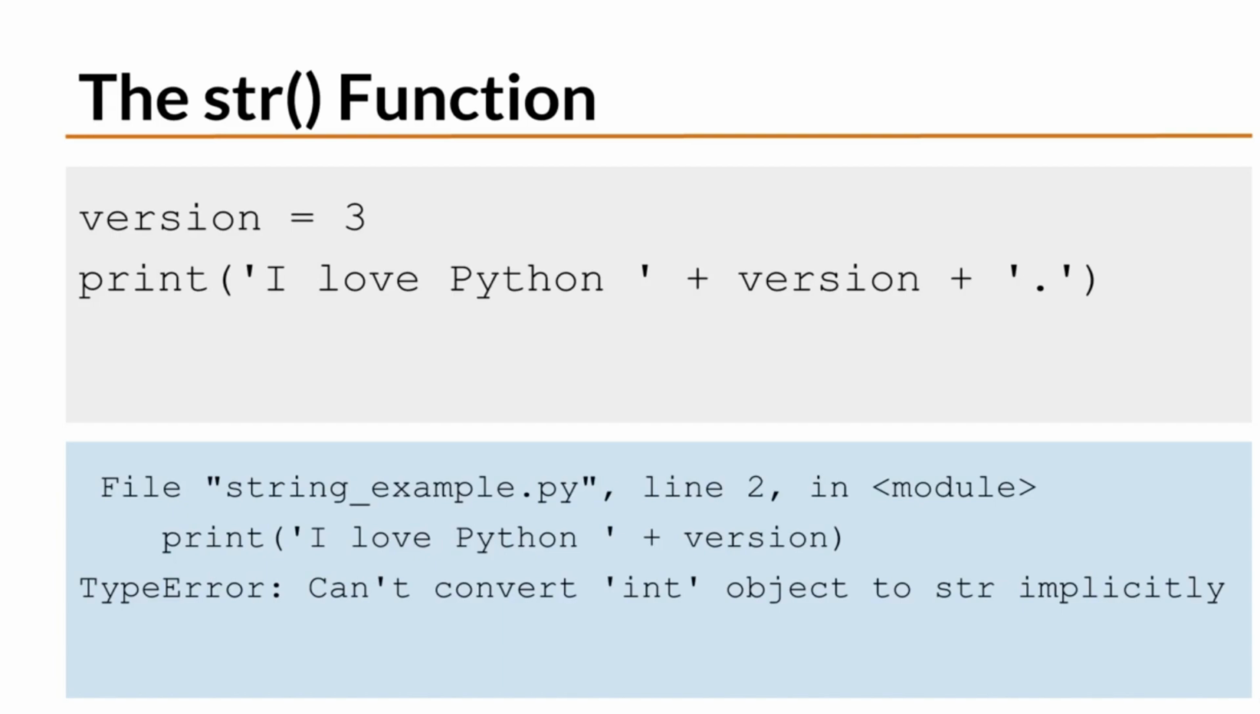Here's what happens when a number is not converted to a string before concatenation is attempted. You can see that the error message reports that it can't convert an integer object or int object to a str or string object. Just remember to explicitly convert numbers into strings using the str function before you attempt to use them as a string.